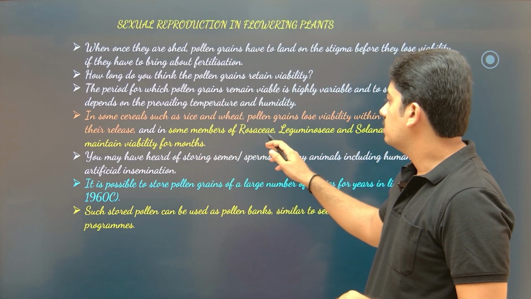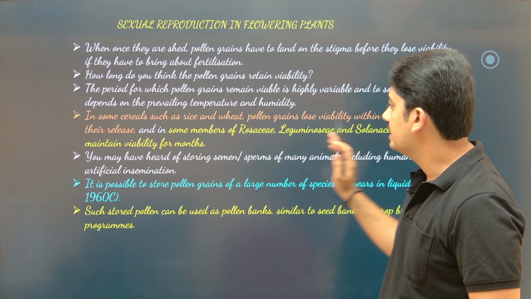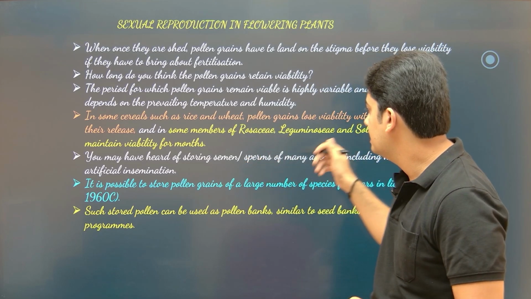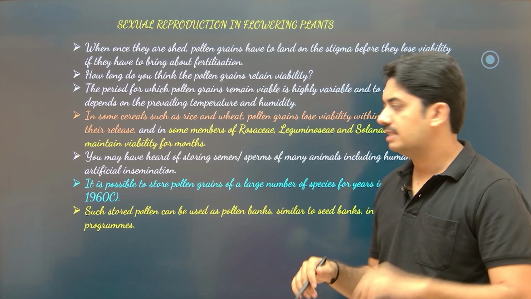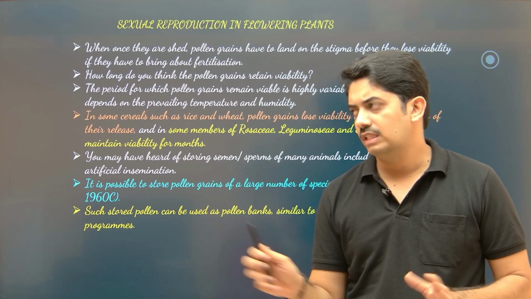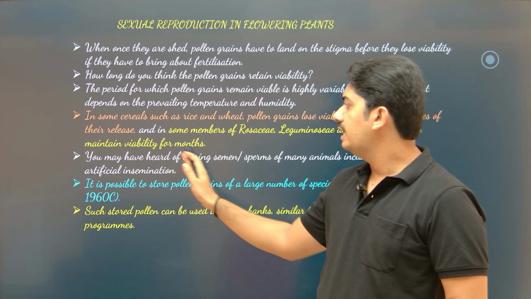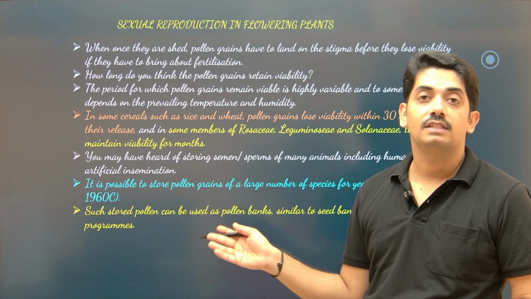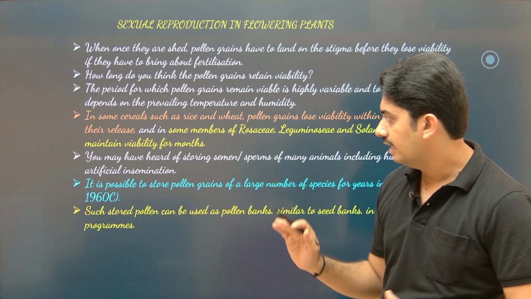And in some members of Rosaceae, Leguminosae, Solanaceae, you know, Rosaceae, rose plants are present, Leguminosae, like beans, and Solanaceae, brinjal, capsicum, tomato, all these plants maintain viability for months. For months, these pollen grains maintain their viability.